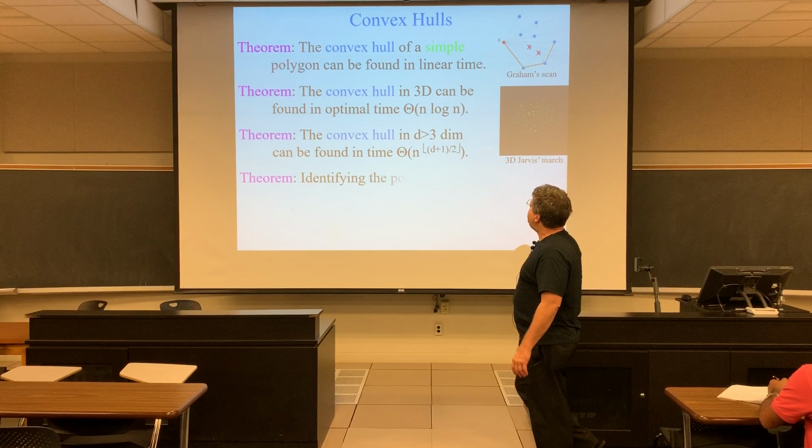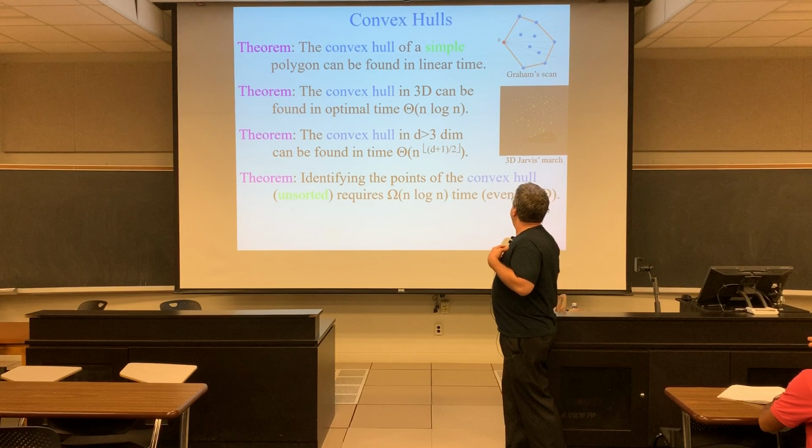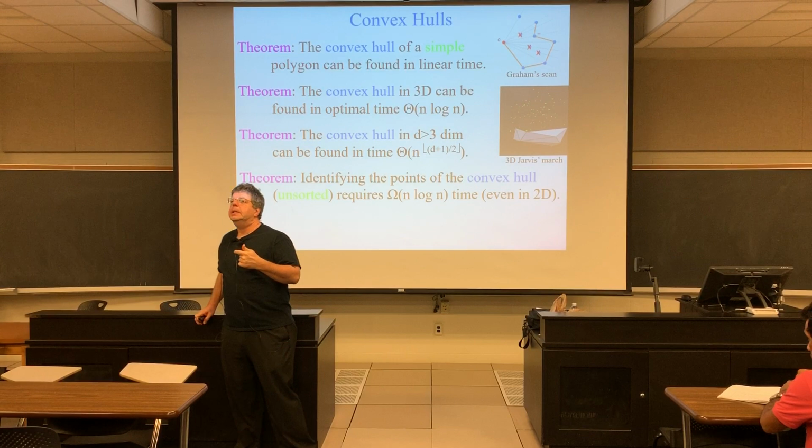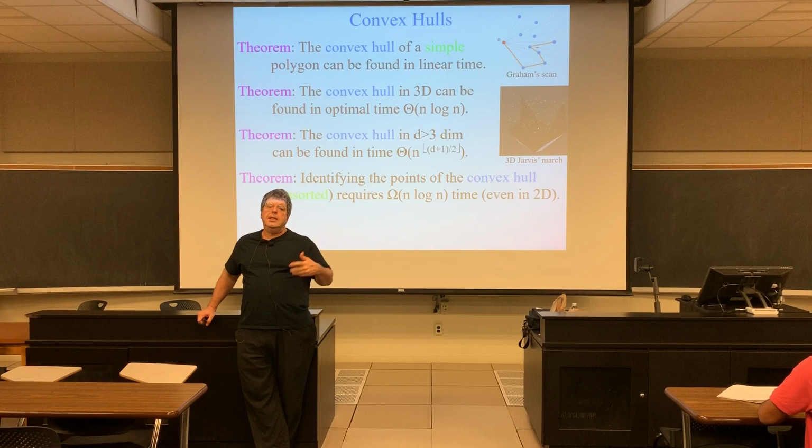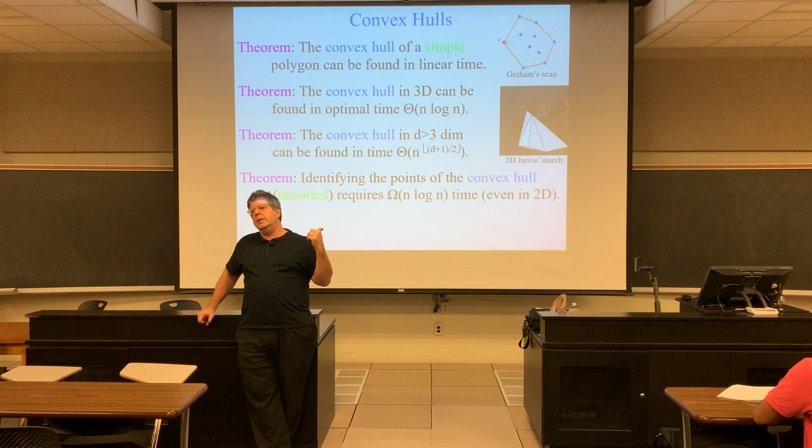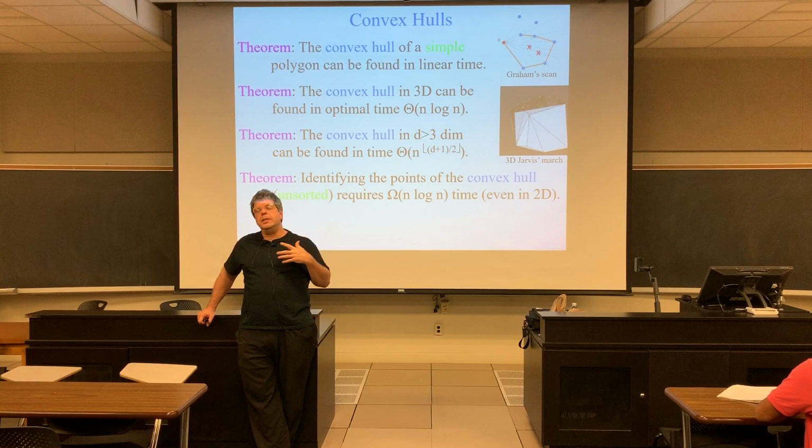Identifying the points of the convex hull, basically, if I just ask you for the points of the convex hull, not necessarily the convex hull itself, not in order, because you might think, okay, convex hull is an n log n lower bound, maybe that's because some sorting needed to happen, because the two are pretty closely related, right? Remember, the lower bound convex hull proof was sorting based, so you might say, well, maybe sorting is necessary to compute convex hulls. This says it isn't.